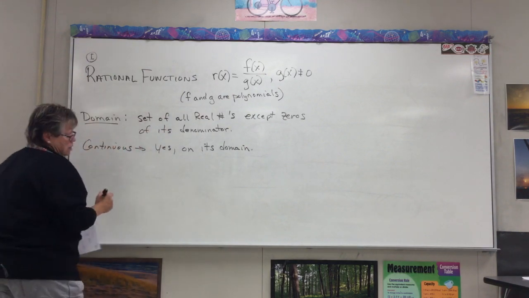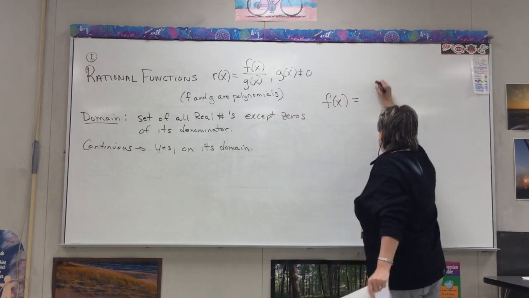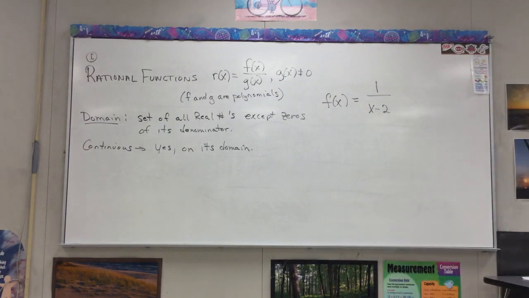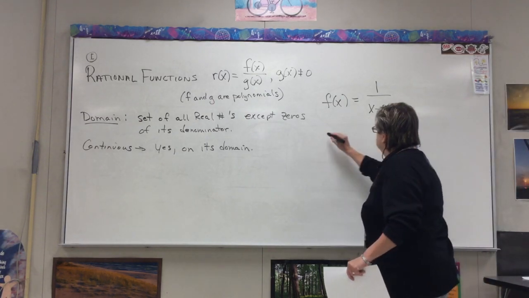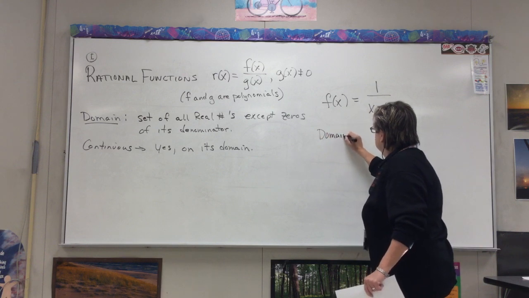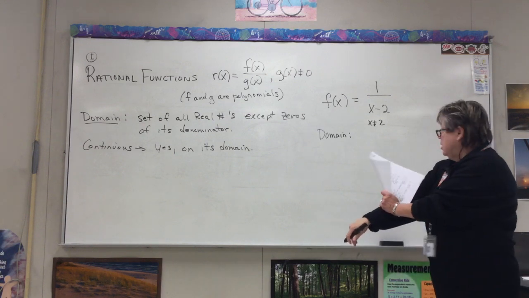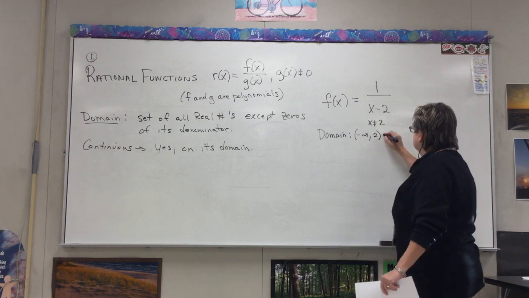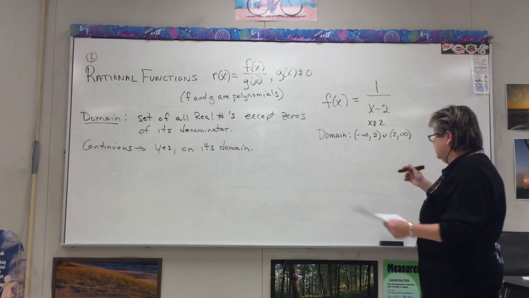Okay, so let's take a look at one of these. Let's say that f of x equals 1 over x minus 2. So if you think about that as far as its domain goes, what do we know? Well, on the bottom, x cannot be 2, because that would make us a 0 on the bottom. So for our domain, we'd say negative infinity to 2, and then 2 to infinity. Okay, so that takes care of that.